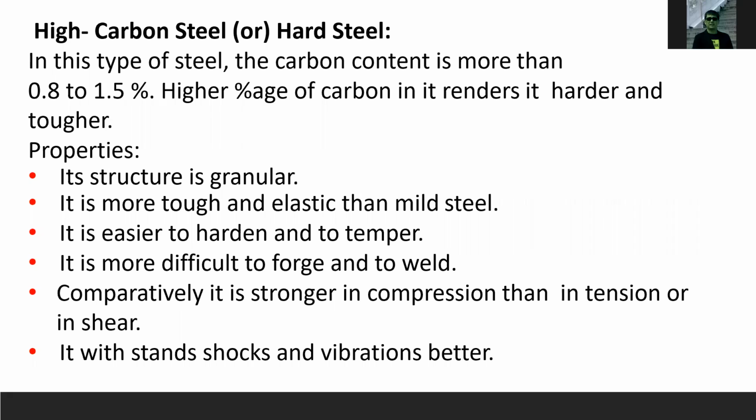The carbon is added to make it harder and tougher. Its structure is granular. It is tougher and more elastic than mild steel. It is easier to harden and temper. It is more difficult to forge and weld. So for the hard steel or high carbon steel, there is difficulty in welding. Comparatively, it is stronger in compression than in tension. It withstands shocks and vibration better.